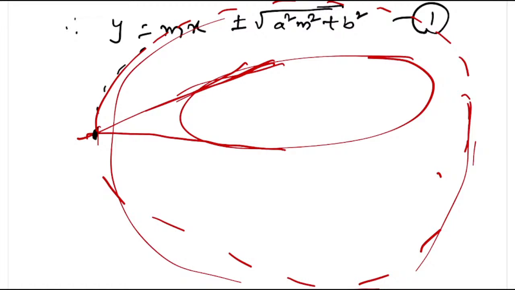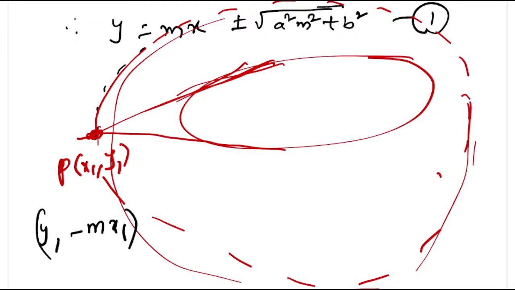So let us see this. You take it this side, this point you assume it as some x1 comma y1, that's a point of intersection of tangents. So y1 minus mx1 whole square is equal to a square m square plus b square. So can you simplify and get a quadratic in terms of m? What you will get by simplifying this?